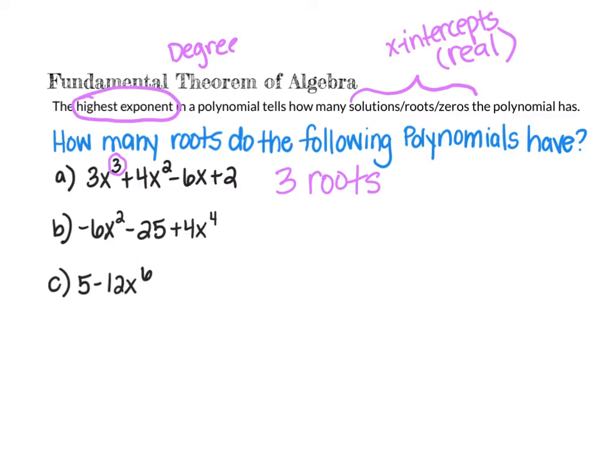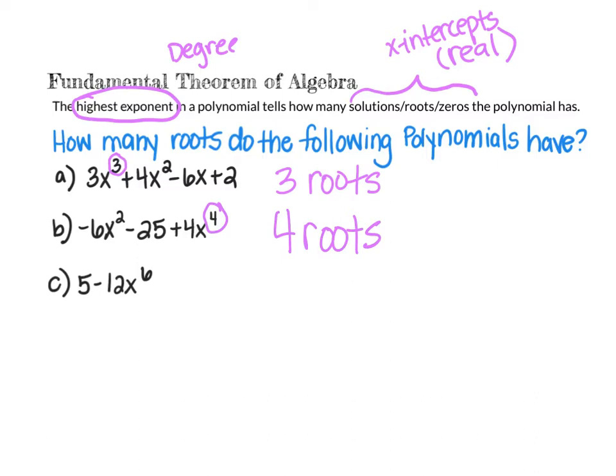All right, so looking at B, so these are not in standard form, which means they're not in descending order, but I have negative 6x squared minus 25 plus 4x to the 4th. So my largest exponent is to the 4th, which means that is my degree. So therefore, this has four roots total. Now remember, in order for it to be a root, that doesn't necessarily mean that it's a real root, but it does mean that we're going to have 4 total if we were to factor it all the way down and find the solutions. And we will talk about imaginary in our next section.